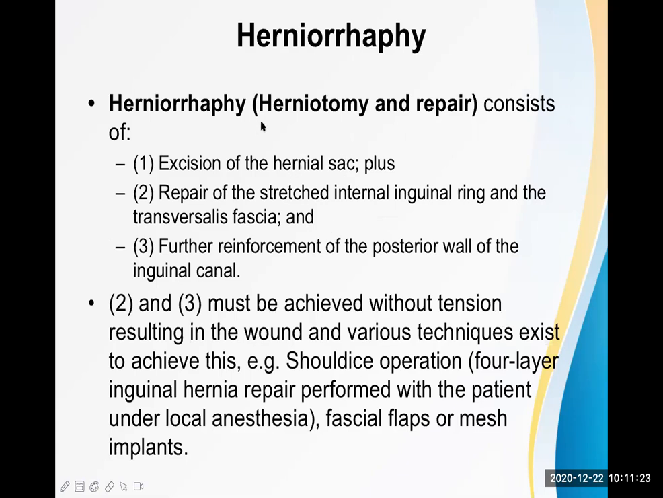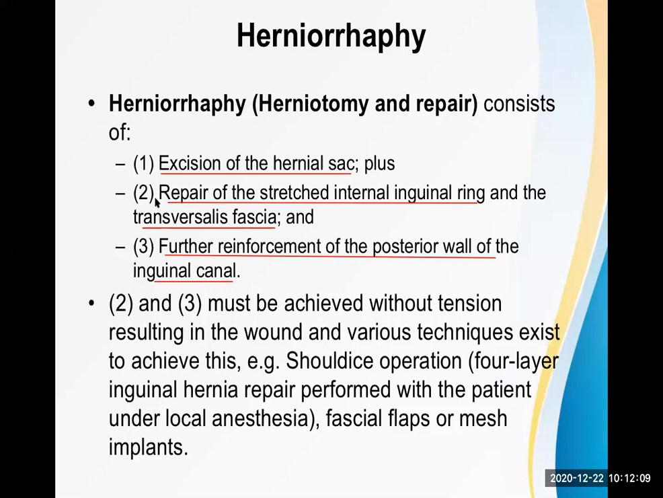So herniorrhaphy is the combination of herniotomy and repair. It consists of the following things. First of all, you excise the hernial sac. Along with that, you repair the stretched internal inguinal ring or deep inguinal ring and the transversalis fascia. You repair that because the transversalis fascia may become very weak there. It may be a bit stretched also, and there is further reinforcement of the posterior wall of the inguinal canal. So clearly, we are doing some surgical procedure there to make that site stronger. This is known as herniorrhaphy.